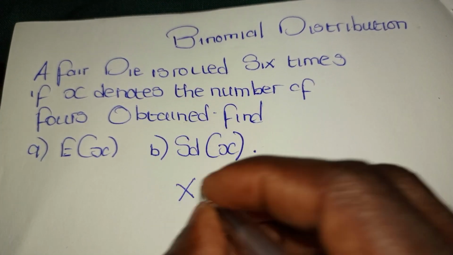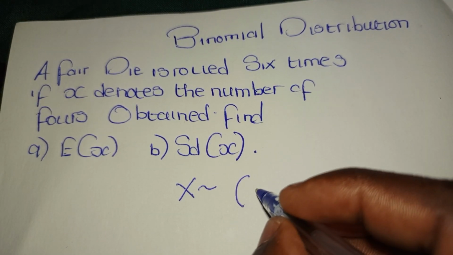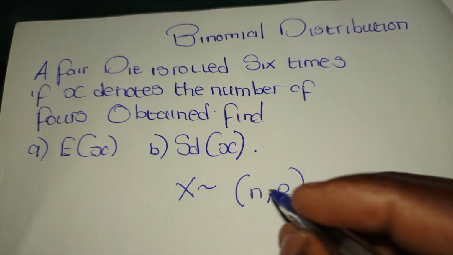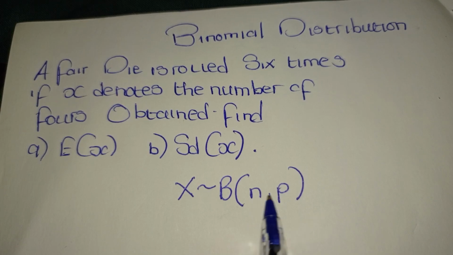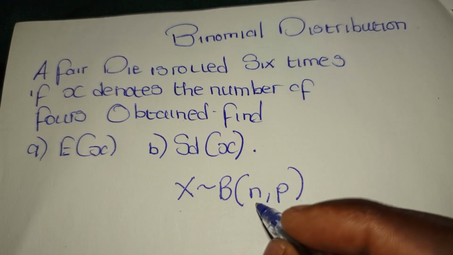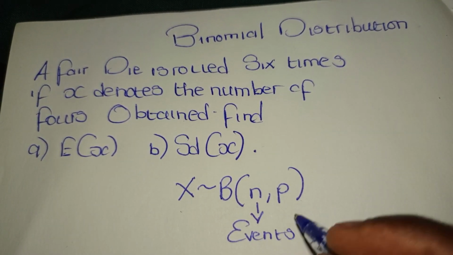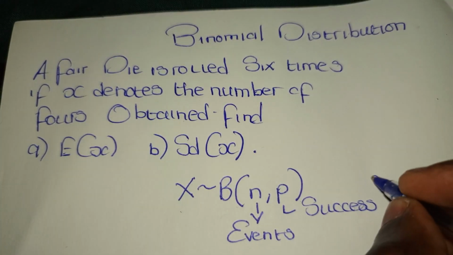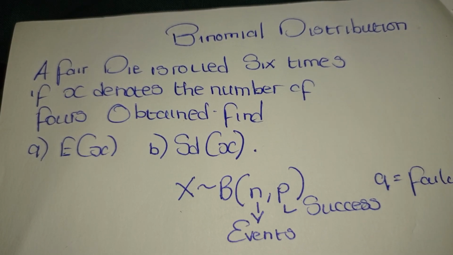which states that X is binomially distributed with parameters N and P. Then immediately now, we do this. Remember, N is the number of events which occurred, and P is the probability of success, and we say Q is the probability of failure in the play.